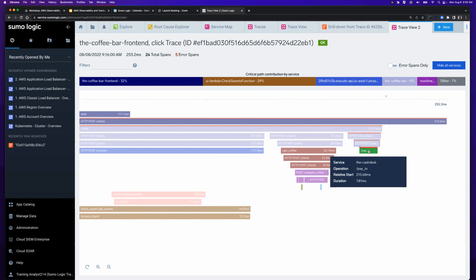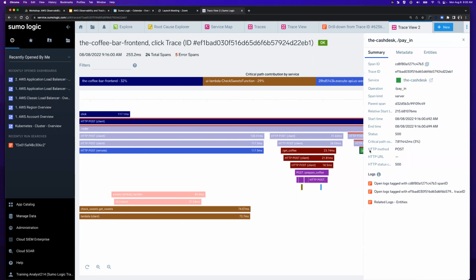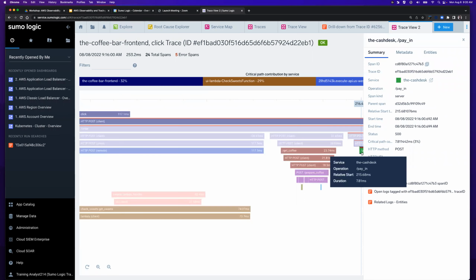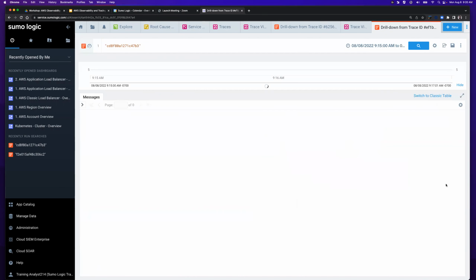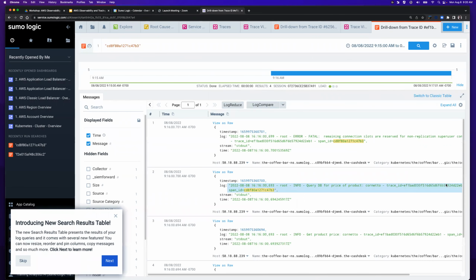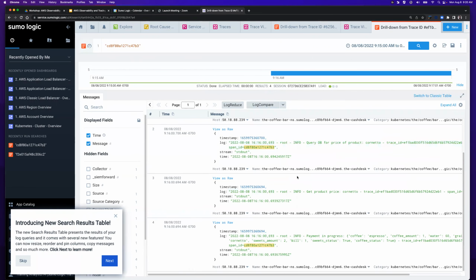Now, what we should be able to do with those logs is see more specifically what the error was. So let's see. I'm kind of gambling here to see if this works. I'm going to click on the green with the red line. I'm going to click open logs on the first one, the span ID. It's going to take a moment. And well, what do I see here?